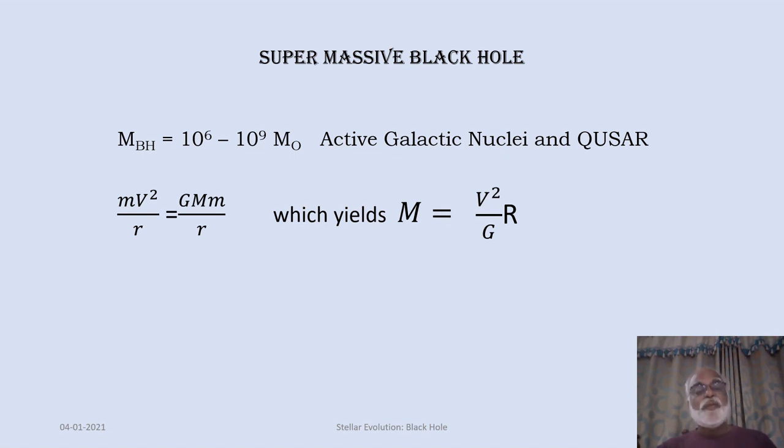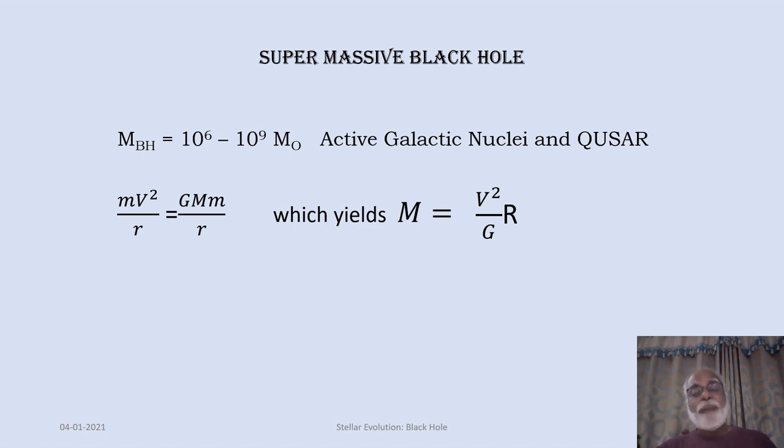for the object to revolve around the galactic center or the black hole, and should be equal to GMm by r squared. I'm sorry, I've left out a square here. Here the term must be GMm by r squared, where r is the distance of the object revolving with a velocity v around the black hole at a distance r. So when I solve this, mv squared upon r equal to GMm by r squared, I'll get the mass of the object to be v squared into r divided by G.